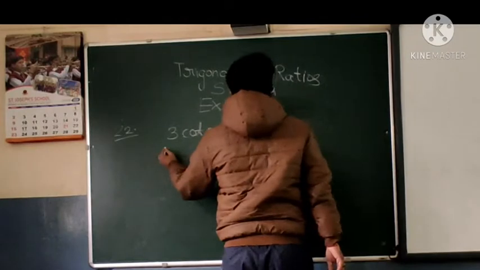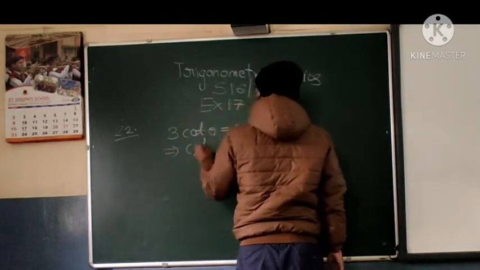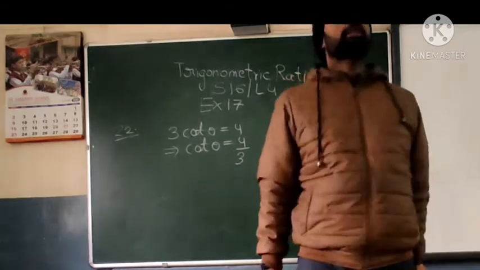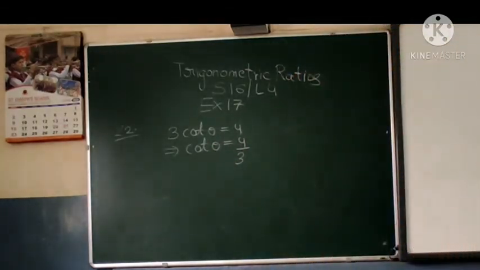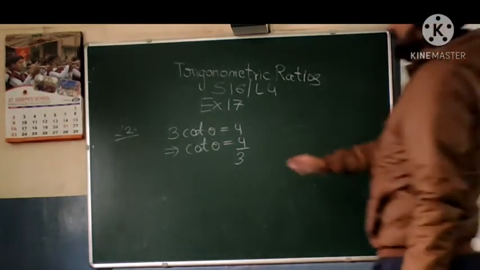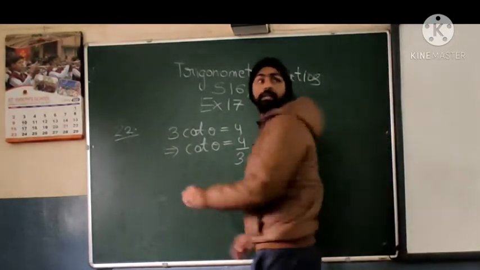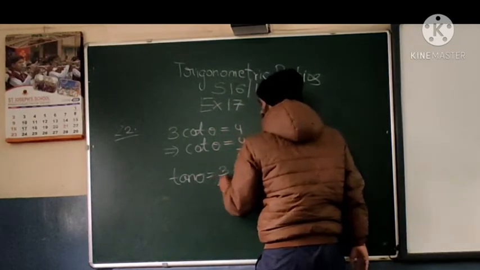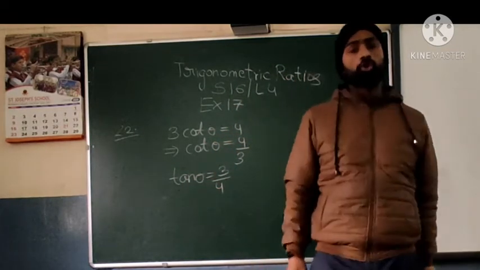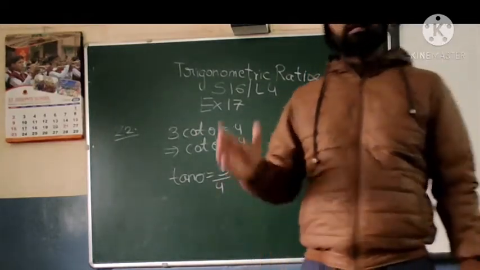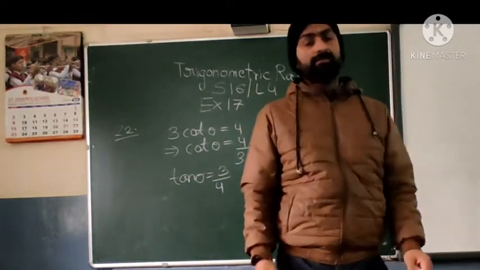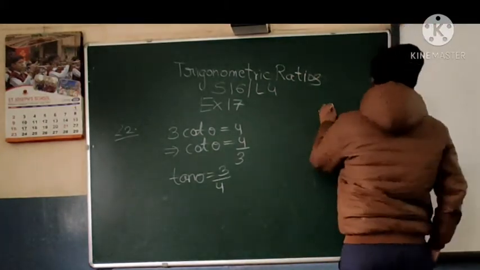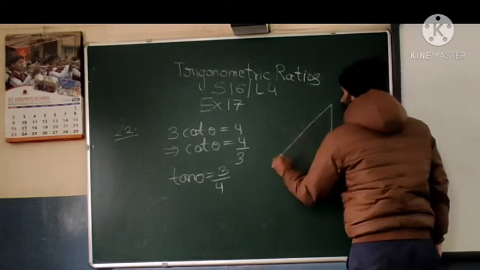That means you can write from here: cot theta equal to 4 by 3. Now if we take the reciprocal ratio, the reciprocal of cot will be tan. That means tan theta is 3 by 4. Now I have also told you that tan is the ratio of perpendicular and base. So since tan is the ratio of perpendicular and base, we can draw a right angle triangle like this.